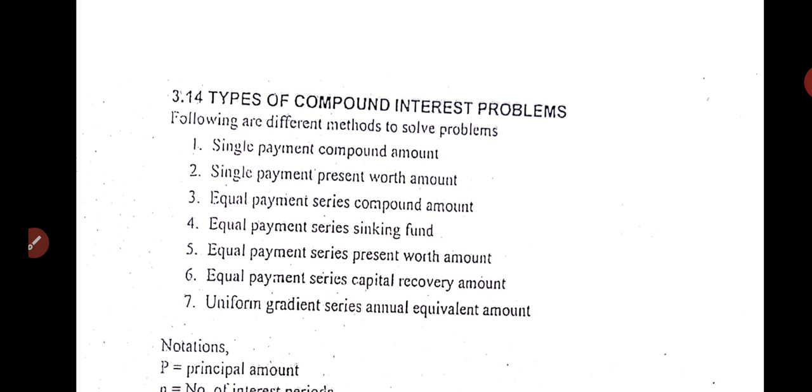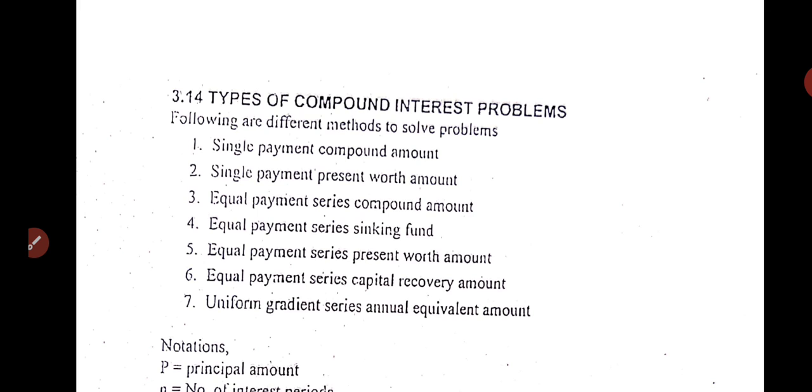For example, find the compound interest of rupees 1 lakh for 5 years at 8% compounded annually. So we are finding out the future amount after 5 years at 8% interest for a principal, that is P, being 1 lakh rupees. This was the first case, single payment compound interest method.